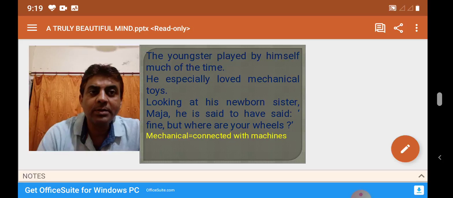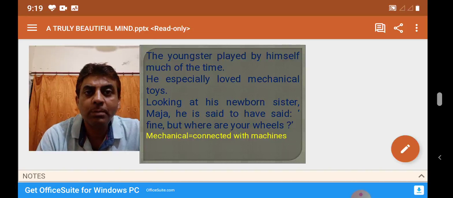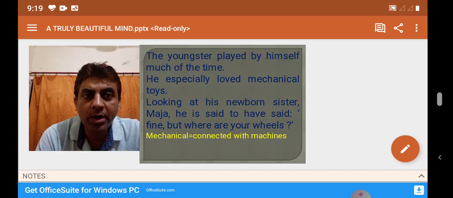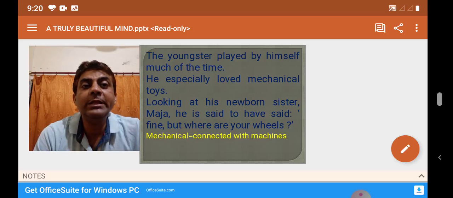The youngster played by himself much of the time. He especially loved mechanical toys. Looking at his newborn sister, Maza, he is said to have said, "Fine, but where are your wheels?" Mechanical means connected with machines.